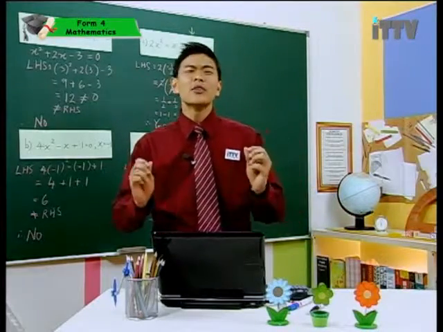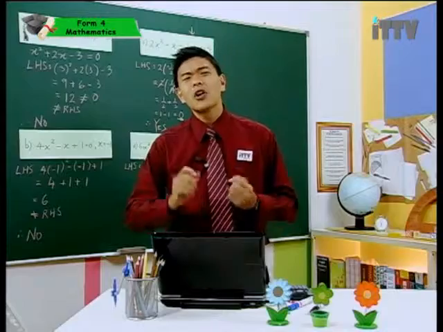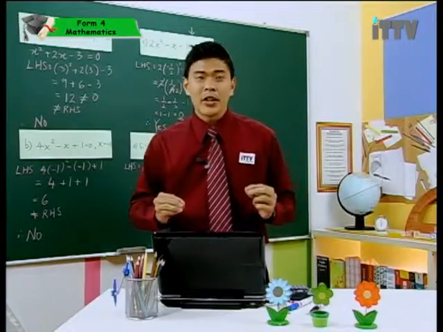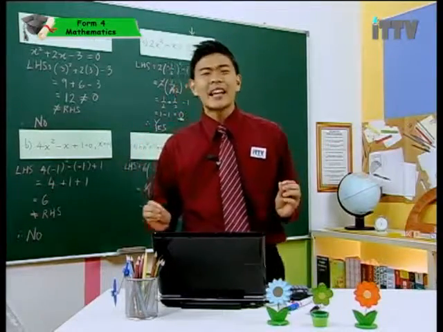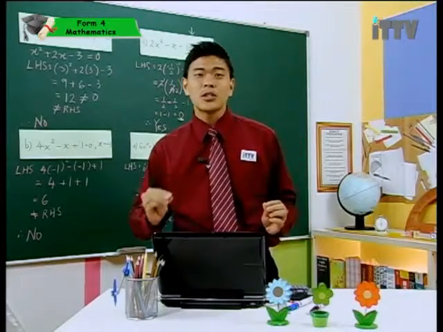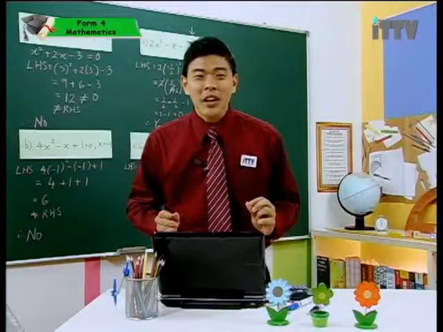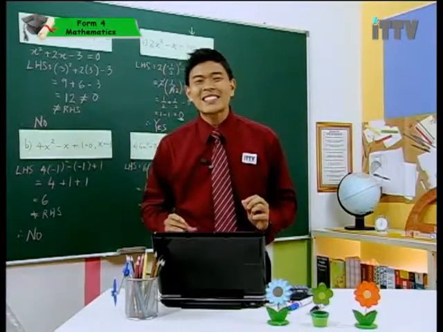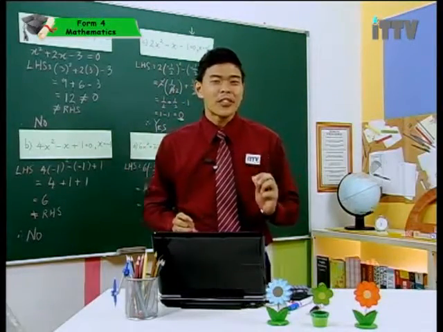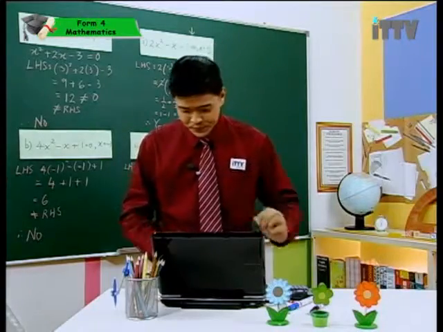Well, we have learned one method today, which is called the trial and error method, which involves you simply picking any values of x and substituting them to check whether the left hand side equals the right hand side. In our next lesson, we will learn another method that is more effective.